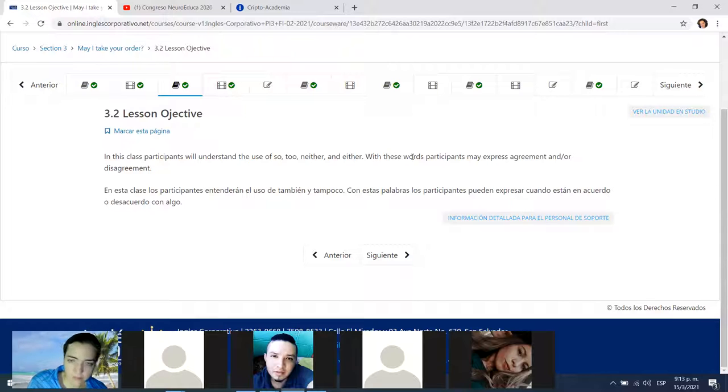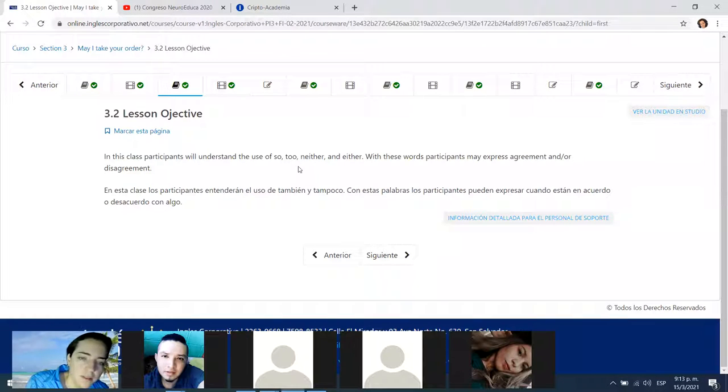Okay. With these words, participants may express agreement and or disagreement. Let's go first to pronounce the words. Understand. Too. Neither, either. Once again, so, too, neither, either.